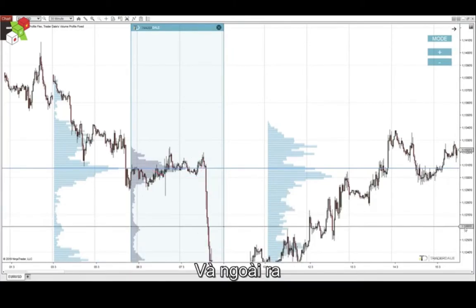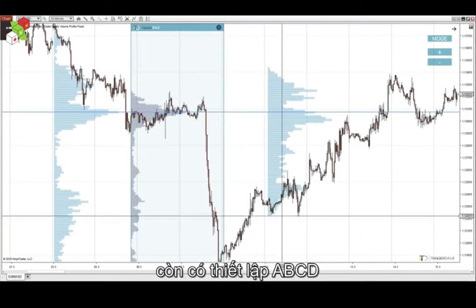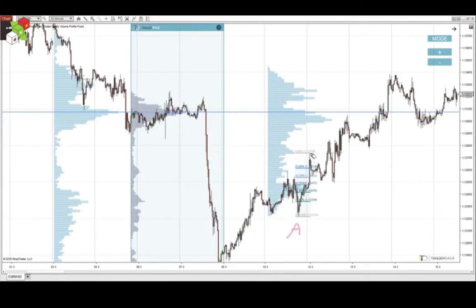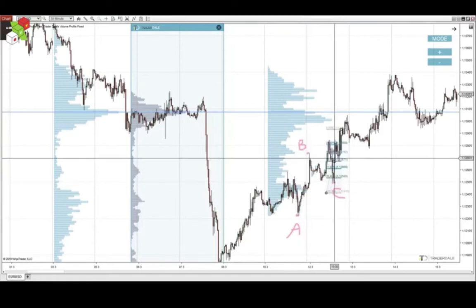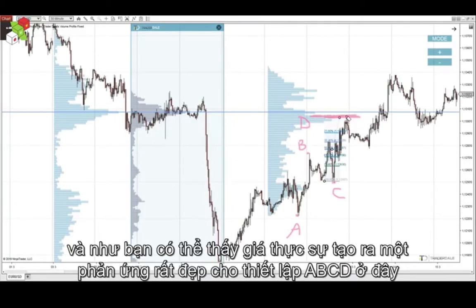And also, apart from that, there's also the ABCD setup. Again, A, B, this will be C, and this will be D. Alright, so the ABCD points a little bit lower, a few pips lower, and as you can see, the price would actually make a very nice reaction to the ABCD setup in here.